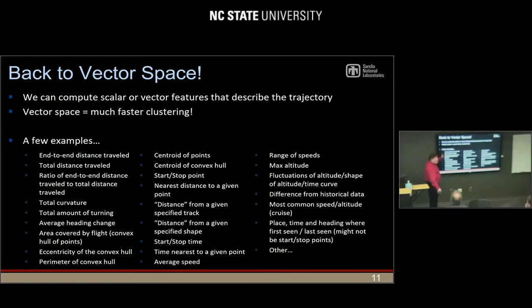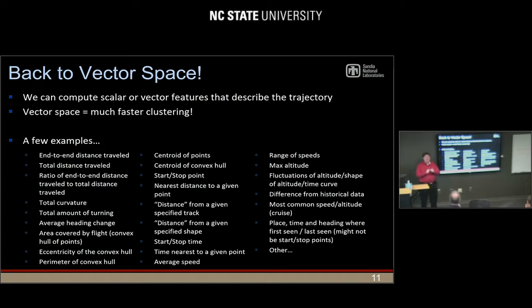Examples. These are easy things to compute. The end-to-end distance for a trajectory. That is, how far is it between the point where it took off and the point where it landed. That's interesting in its own right, as is the total distance traveled. How far did it go in the air before it got there? Put those together and you get something very interesting.